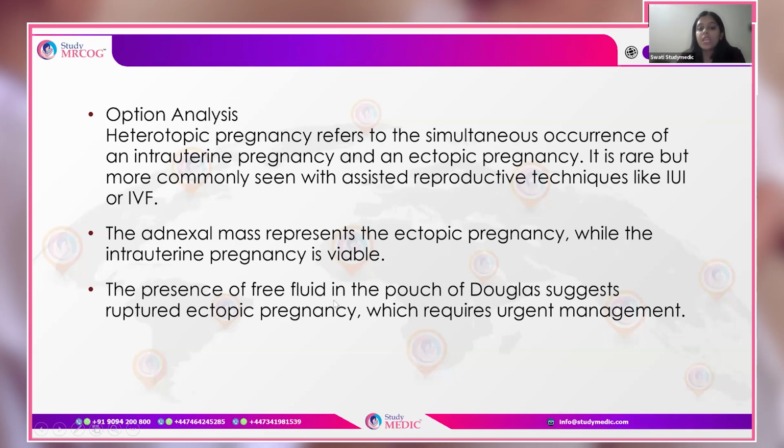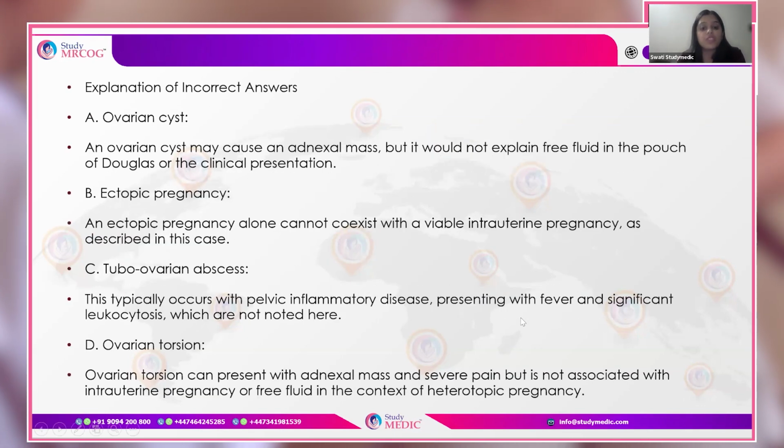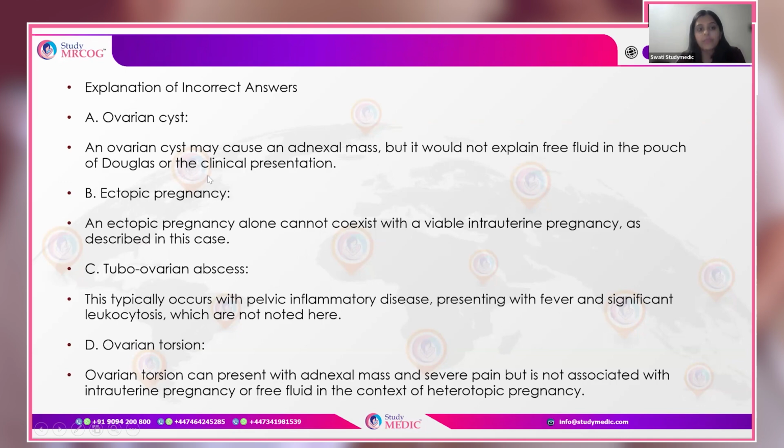So here, it would require urgent management, especially in the form of surgery, because patient is having symptoms, she's having pain also, and her adnexal mass size is bigger than 35 mm. Analyzing other options, ovarian cyst may cause an adnexal mass, but it wouldn't explain free fluid in the pouch of Douglas or the clinical presentation.